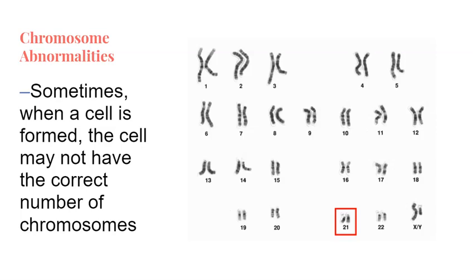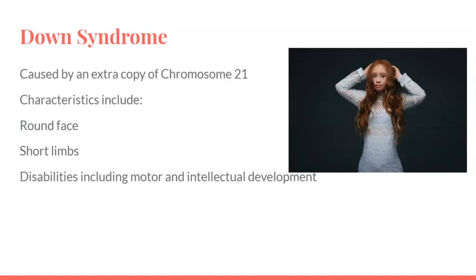The first type of chromosome abnormality that we're going to talk about is Down syndrome. Down syndrome affects 1 in 700 children, so it's quite common in the world. And the reason why people have Down syndrome is because they have an extra copy of chromosome 21. So they have too many chromosomes.